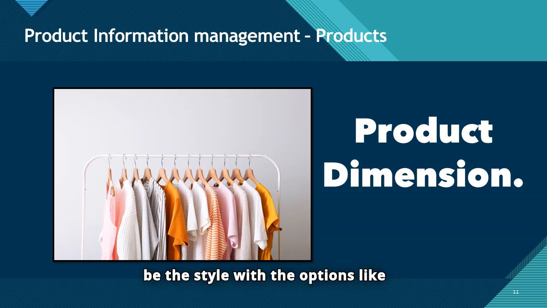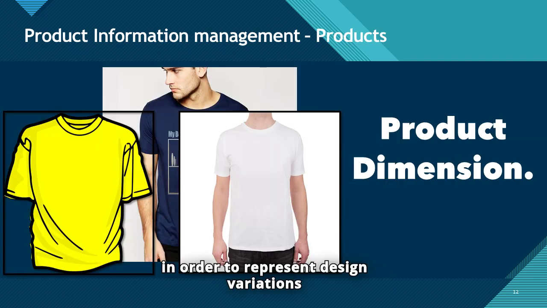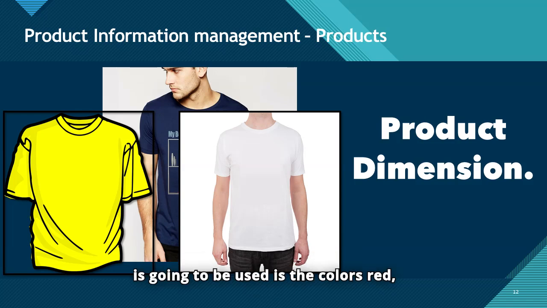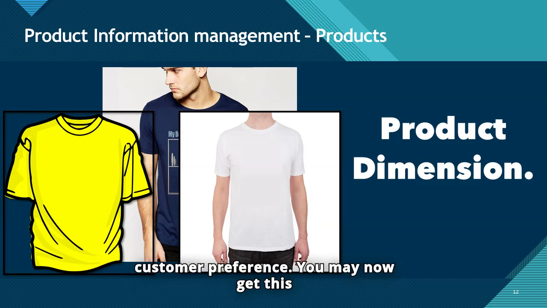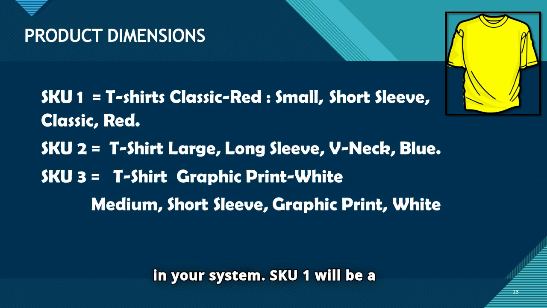Another dimension will be the style with the options like classic, V-neck, graphic print, etc. in order to represent design variations of the t-shirts. The last dimension that is going to be used is the colors, red, blue, black, white t-shirts, in order to identify the t-shirts by color for customer preference. You may now get this kind of SKU or stock keeping unit format in your system.